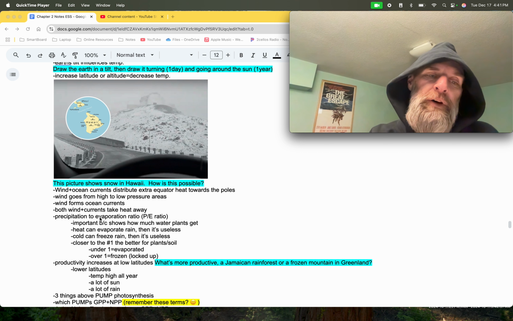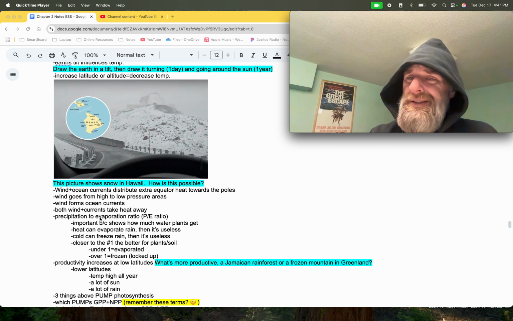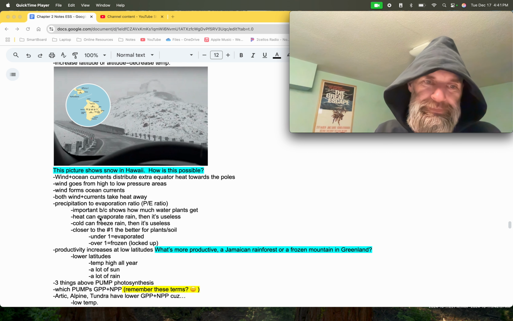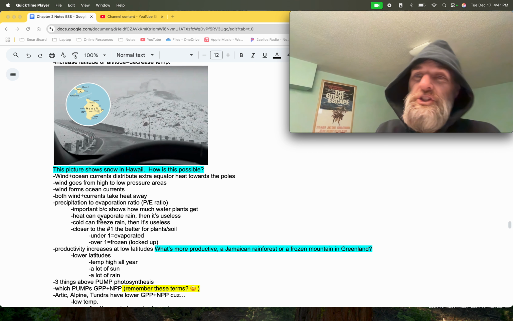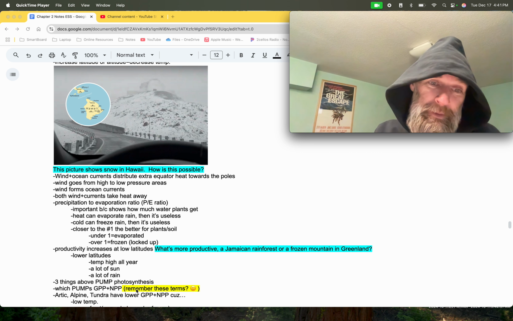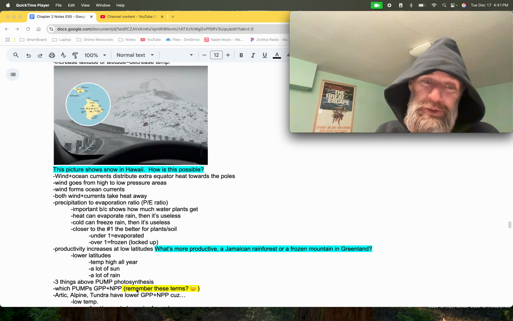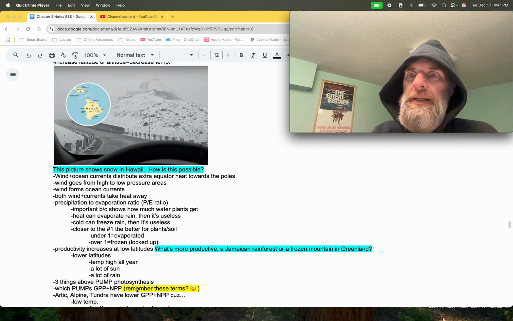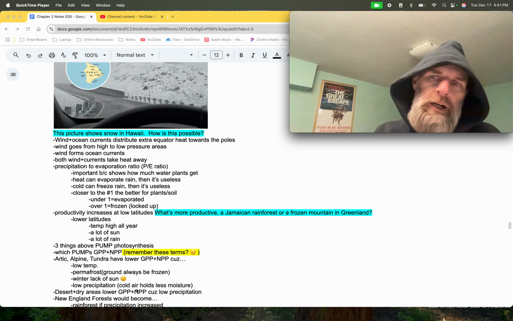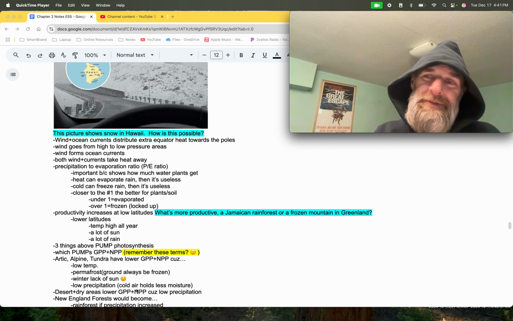Three things above pump photosynthesis. So those things just make photosynthesis happen. Which pumps the GPP, gross primary productivity, plus net primary productivity. You don't actually have to write this part down in yellow, but you do want to remember these terms. IB loves them. And actually, too, they work in with money, so you probably like them, too.